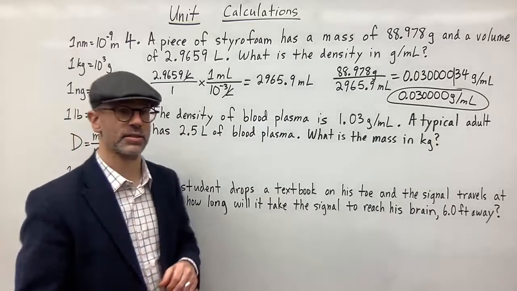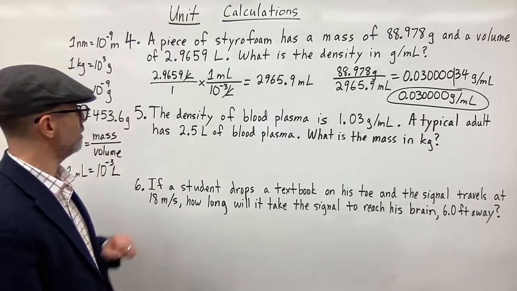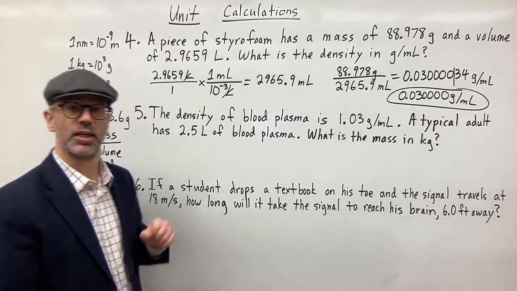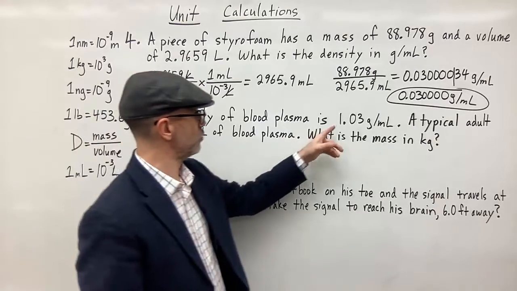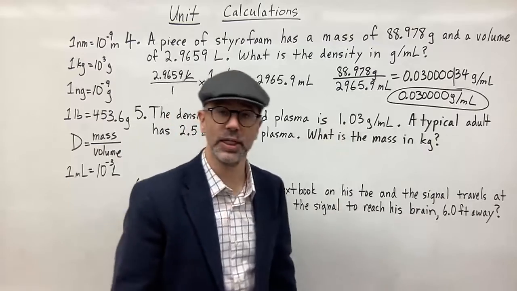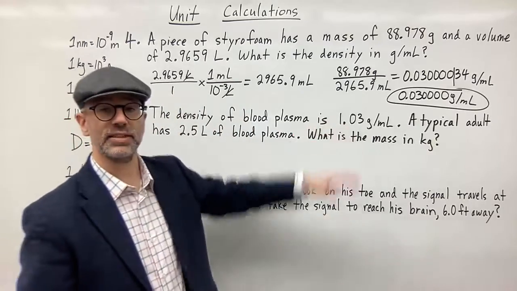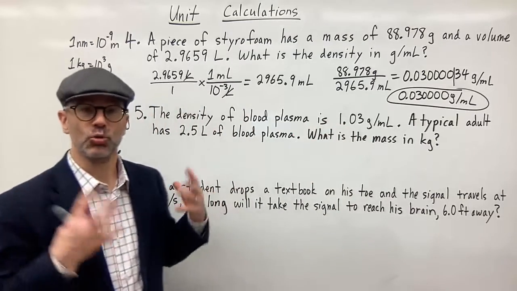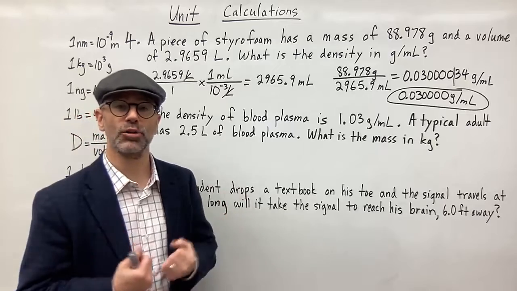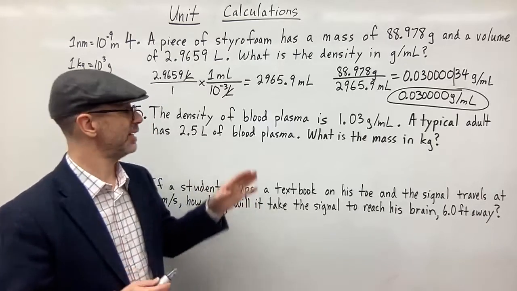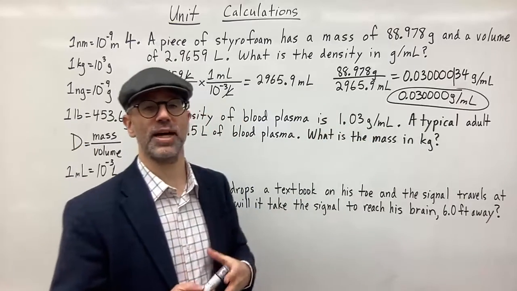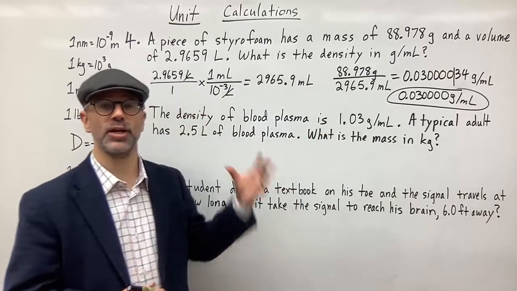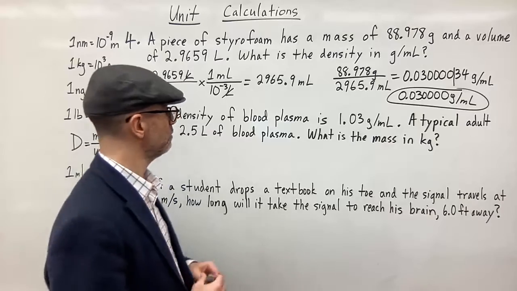Okay, next. The density of blood, another density problem. The density of blood plasma is 1.03 grams per milliliter. So they're giving me the density. Remember what I said, when you're reading these problems, pull out conversion factors. Density has a relationship between grams and milliliters. I can use that as a conversion factor to convert between grams and milliliters.